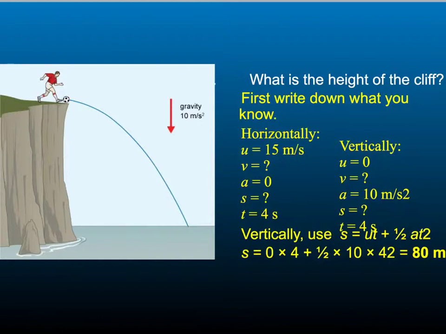However, this question is asking us for the height of the cliff. So we're looking at our vertical section here. We have U, we have A, we have T, and we want S. So the best equation for us to use is S equals UT plus half AT squared. Now if we put our numbers into that equation, it comes out with a vertical height of 80 metres.